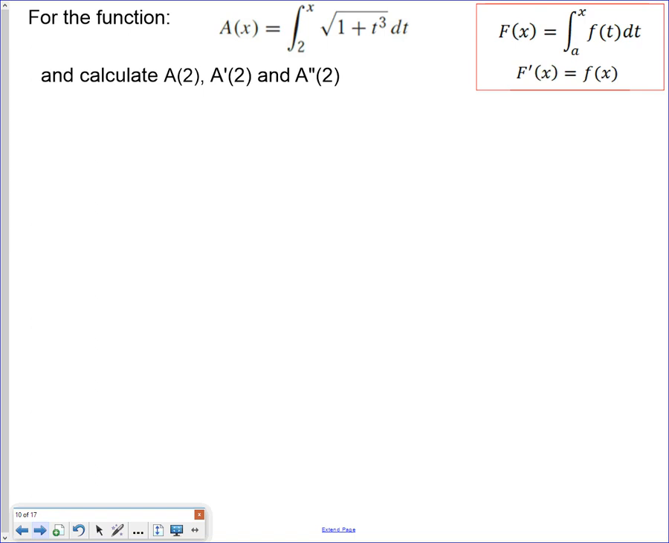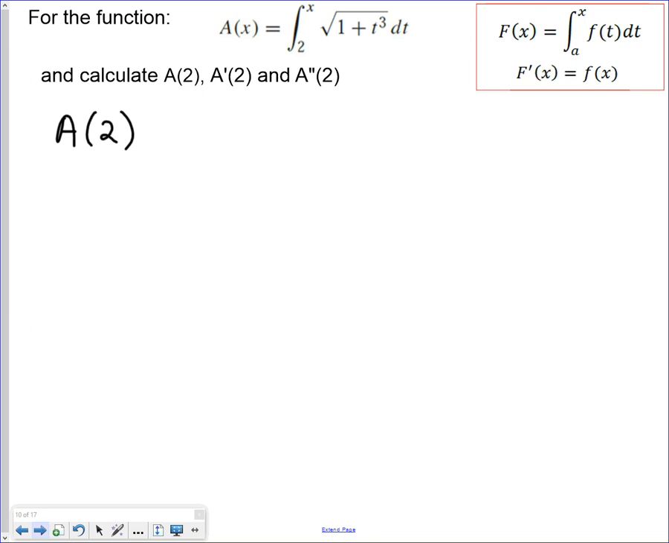Here we have another area accumulation function. A at x is equal to the integral from 2 to x of the square root of 1 plus t cubed dt. And they want us to calculate three things here: A at 2, A primed at 2, and A double primed at 2. And I think we'll start with A at 2.